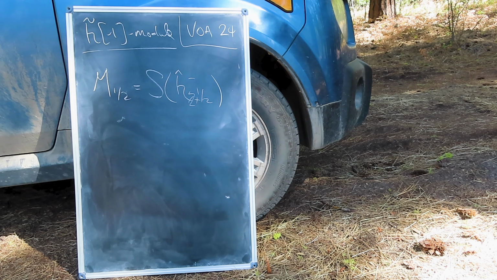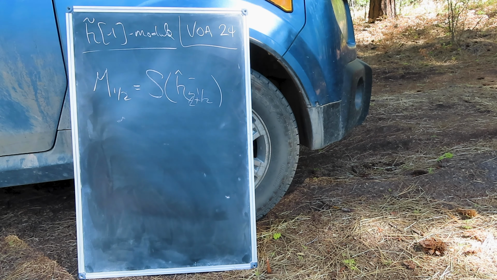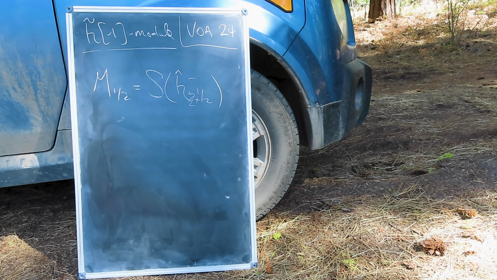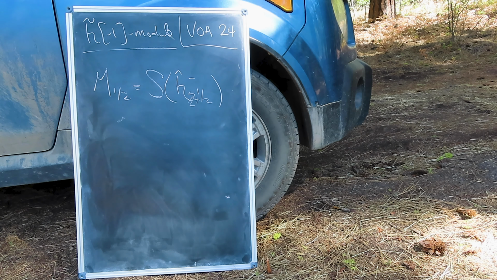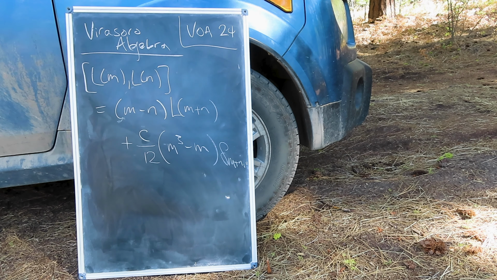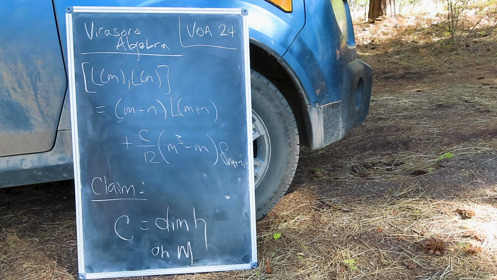The Virasoro h minus 1 module, M sub 1/2, is essentially the same as the symmetric algebra of h hat minus z plus 1/2. Recall that the Virasoro algebra of operators on these M modules has the typical form. Our claim is now that c, this normalization, is given by the dimension of the underlying abelian Lie algebra H.